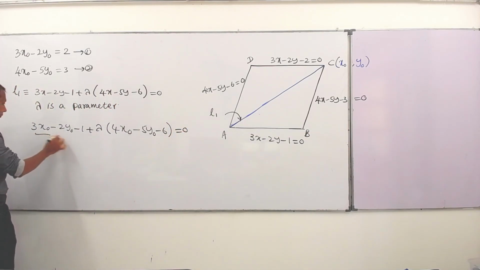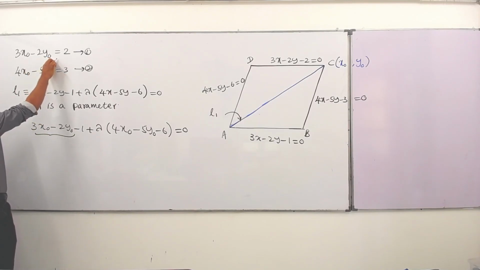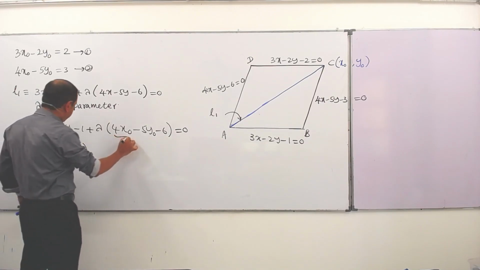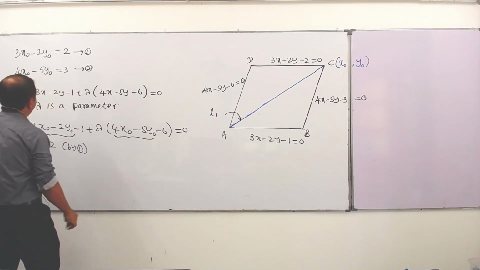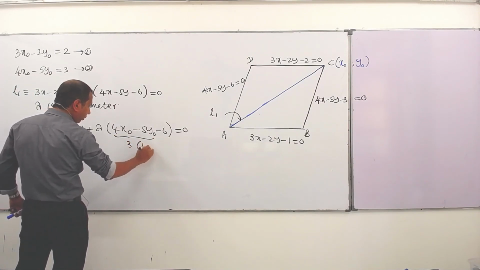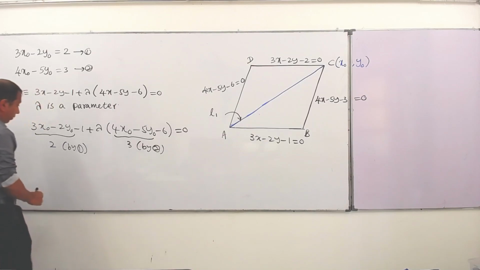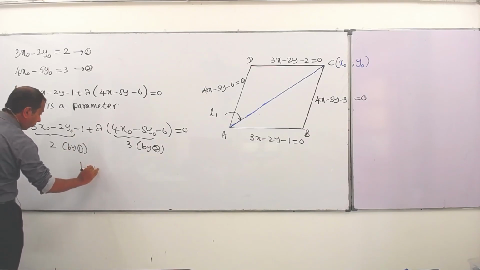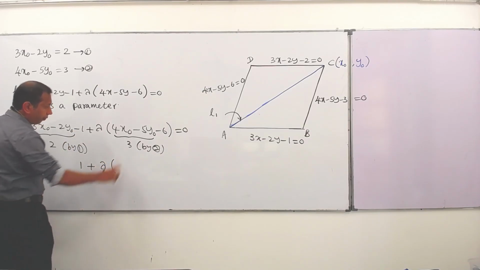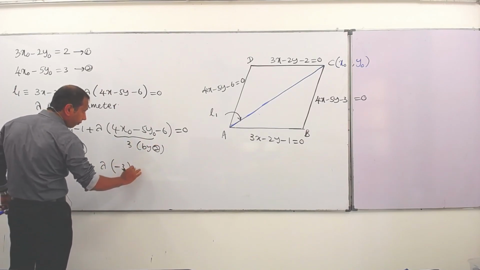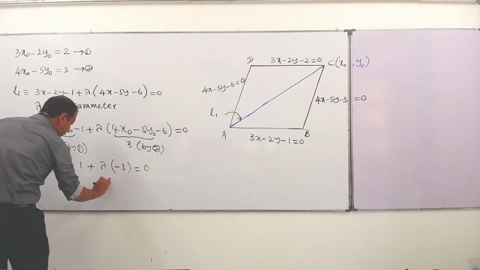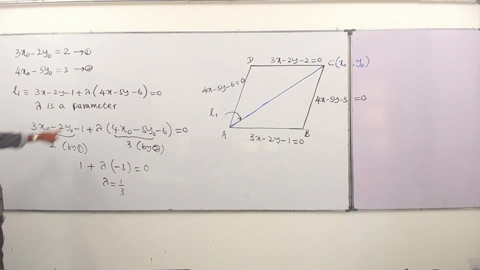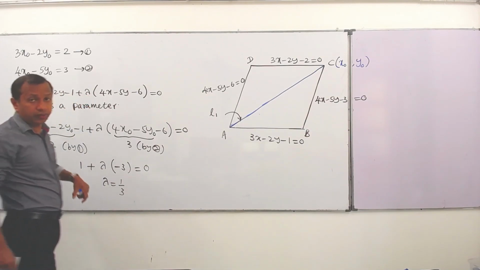For this part, 3x naught minus 2y naught equals 2, by number 1. For this part, 4x naught minus 5y naught is 3, by number 2. Then here we get 2 minus 1, which is 1. Lambda within the bracket, 3 minus 6 is minus 3, equals 0. Then lambda is 1/3. That lambda we can put here, thereby we can find the equation of L1.